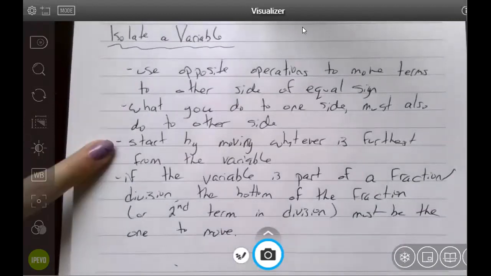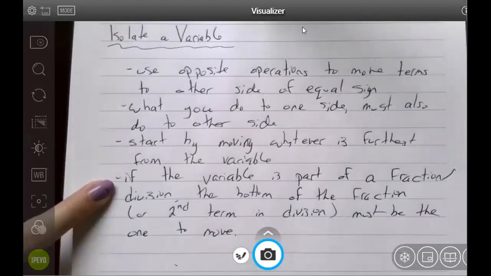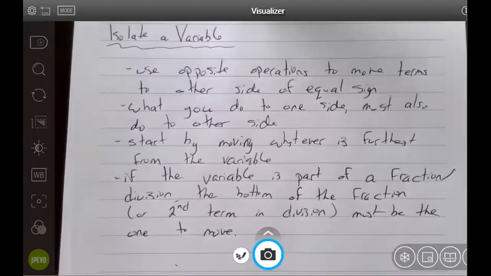We're going to start by moving whatever is furthest from the variable and then get closer to the variable. And if the variable is part of a fraction or part of division, then the bottom of the fraction or the second term in the division must be the one to move. And we'll go through 2 examples to kind of show you what I'm talking about here.